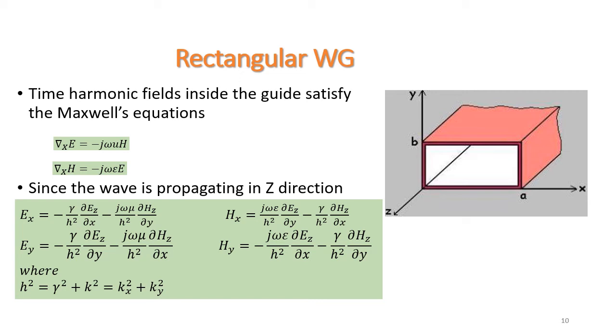Now, if you see the equations for Ex and Hx, Ey and Hy, in all these four equations we can see only two field variables, Ez and Hz. In equation number 1, equation number 2, Ez and Hz. Then equation number 3 also has the field variables Ez and Hz. Equation number 4, the field variables are Ez and Hz.